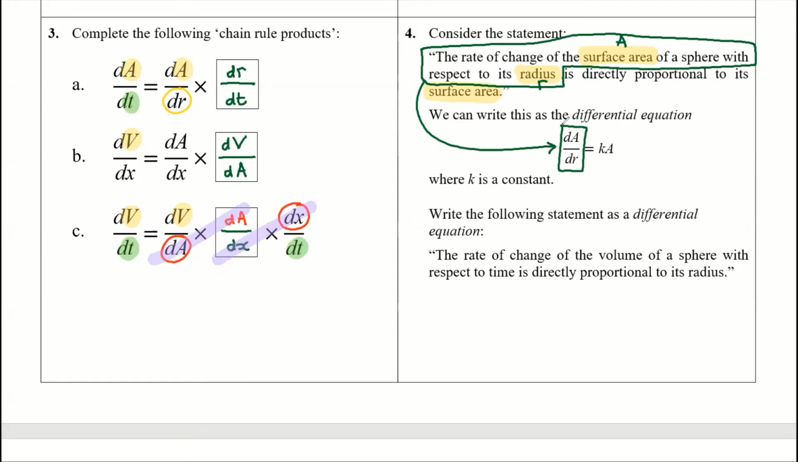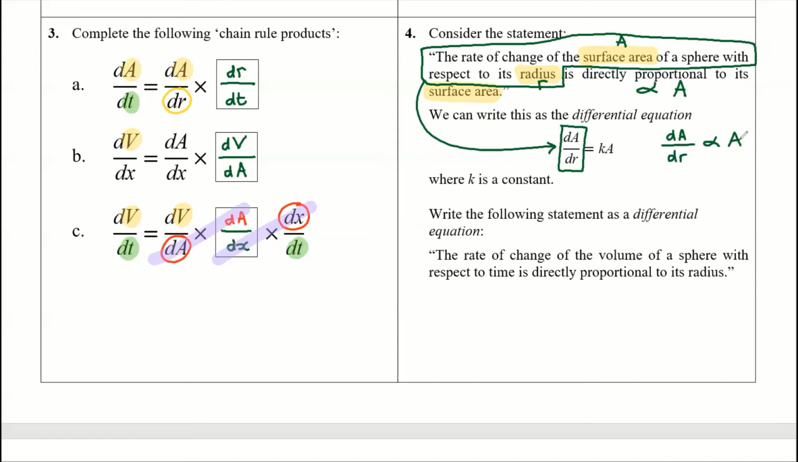Now it says it's directly proportional to the surface area. Well, directly proportional, you'll be used to using the fish symbol. So it's directly proportional to the surface area, so you could put fish A. In other words, dA by dr is directly proportional to the area. And then the next step would just be to put in a constant, and then set them equal, which is what we've got. So now that we know that, we've got the challenge of writing another differential equation.